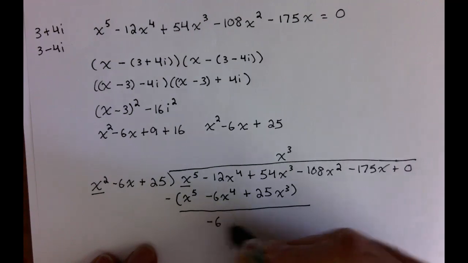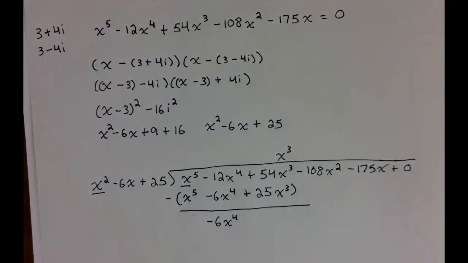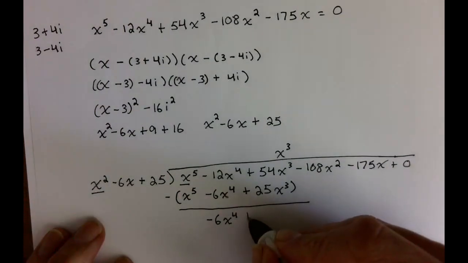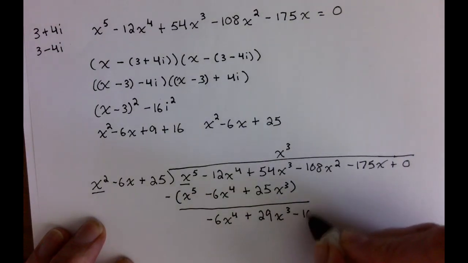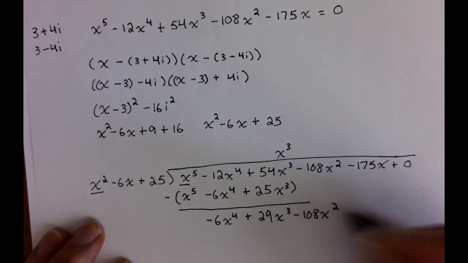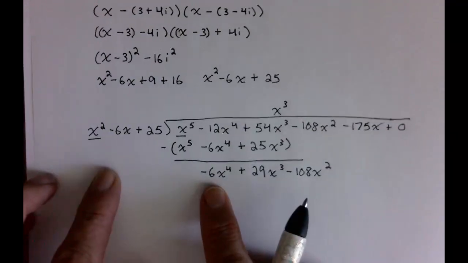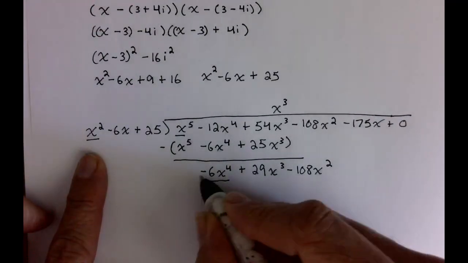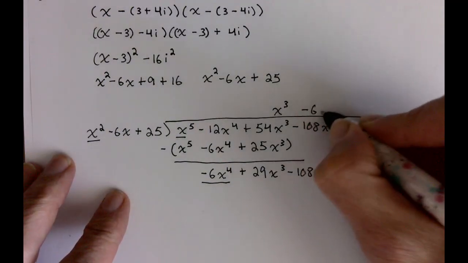This would be a minus 6x to the 4th. And then 54 minus 25, I think that's 29. I'm going to check on my calculator really quick. 54 minus 25. Yeah, that's 29. That's 29x cubed. And then I'll go ahead and bring down this minus 108x squared. Right now, again, we're just looking at the term out in front, minus 6x to the fourth. We're going to divide it by x squared. So that's going to give us a minus 6x squared.